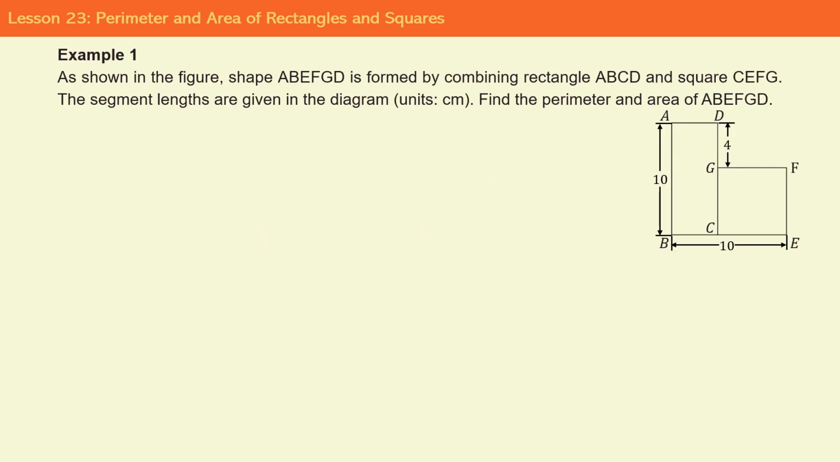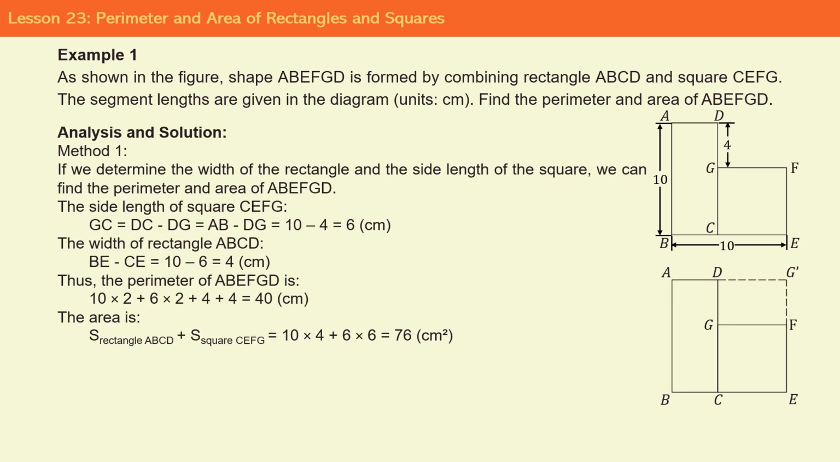Example 1. As shown in the figure, shape ABEFGD is formed by combining rectangle ABCD and square CEFG. The segment lengths are given in the diagram. Find the perimeter and area of ABEFGD. We can solve this problem via two methods. Method 1: if we determine the width of the rectangle and the side length of the square, we can find the perimeter and area of ABEFGD.